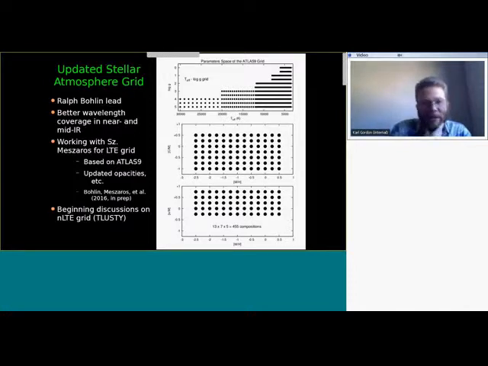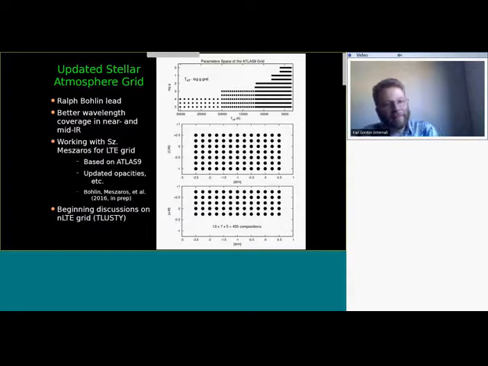So Ralph Bolin in particular is working with stellar atmosphere modelers to get updated stellar atmosphere grids. Not only are these updated to include newer opacities, but also to get better wavelength coverage in the near and mid-infrared. Most of the grids of stellar atmosphere models, which we use as part of predicting the flux brightness at the JWST wavelength range, have very few wavelength points in the near and mid-infrared, and then stop, say, at 20 microns, and we need them out to at least 28.5.